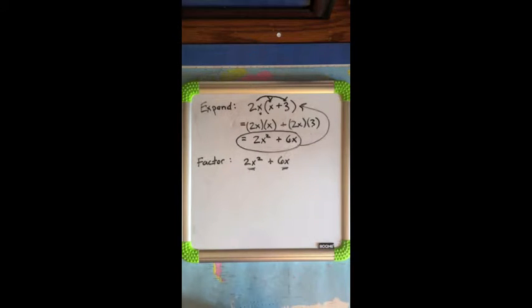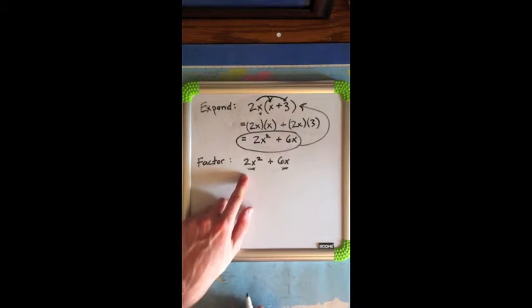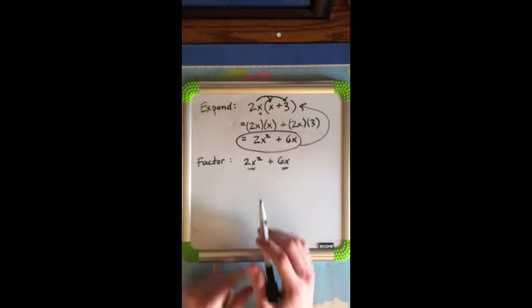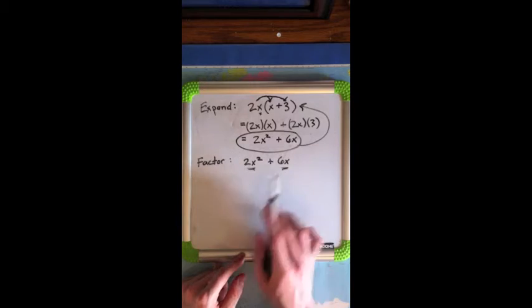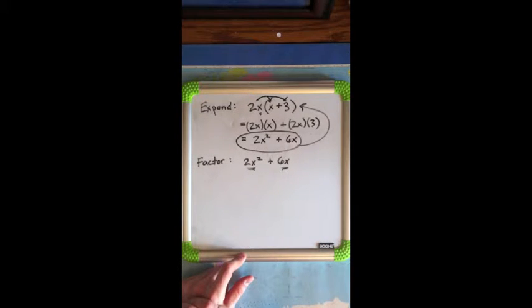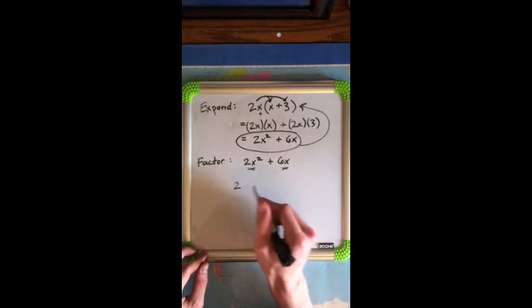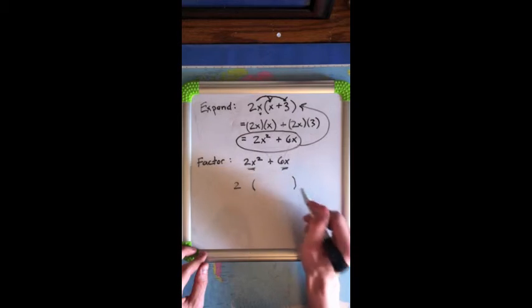Well, here we have a 2 out in front of the x squared. And what we ask ourselves is, does 2 go into 6? And the answer is yes, 2 does go into 6. As we can see up here, 2 times 3 is 6. So we put the 2 out in front of the brackets.